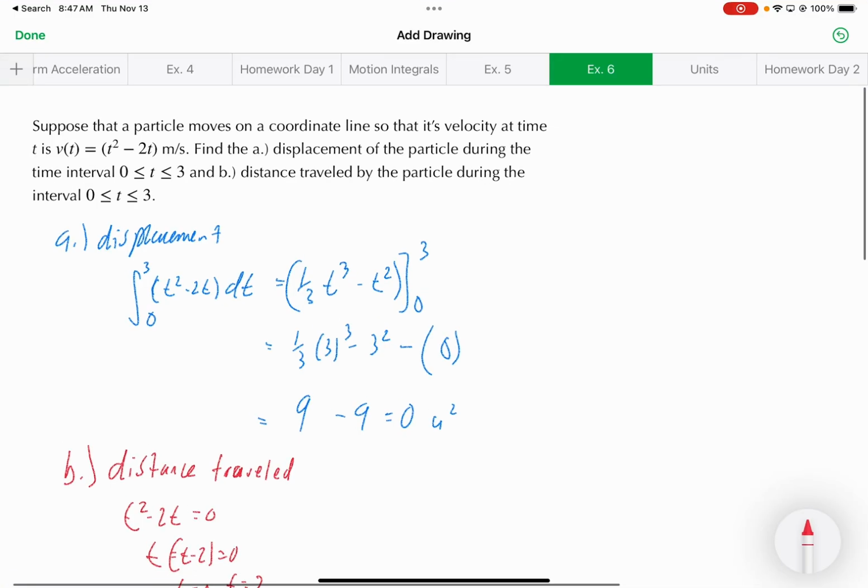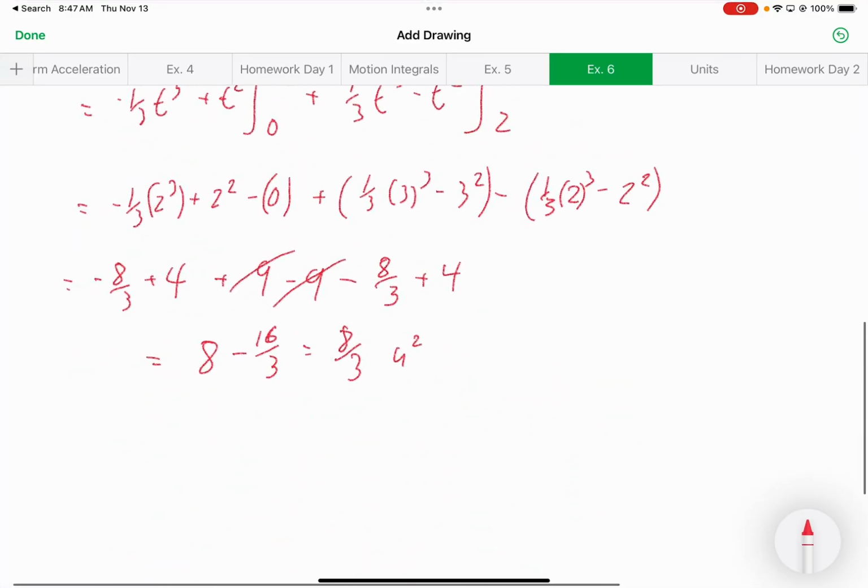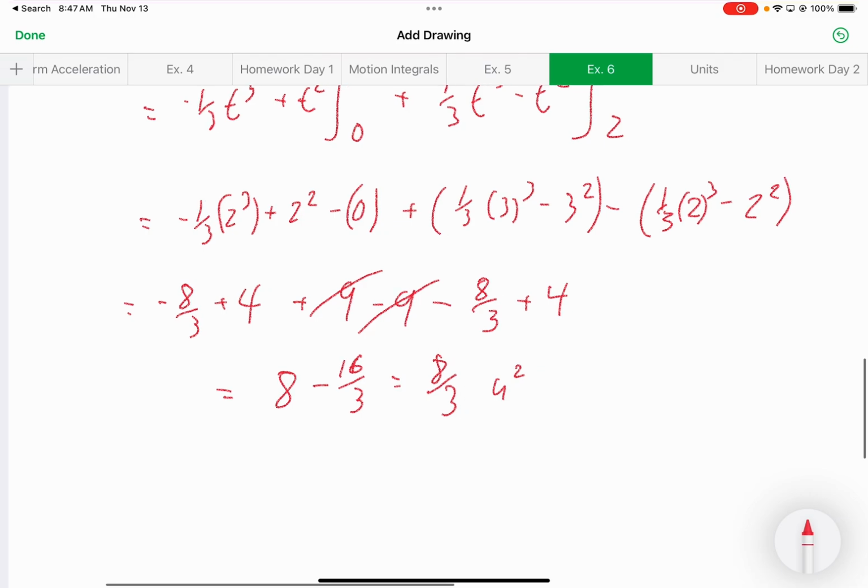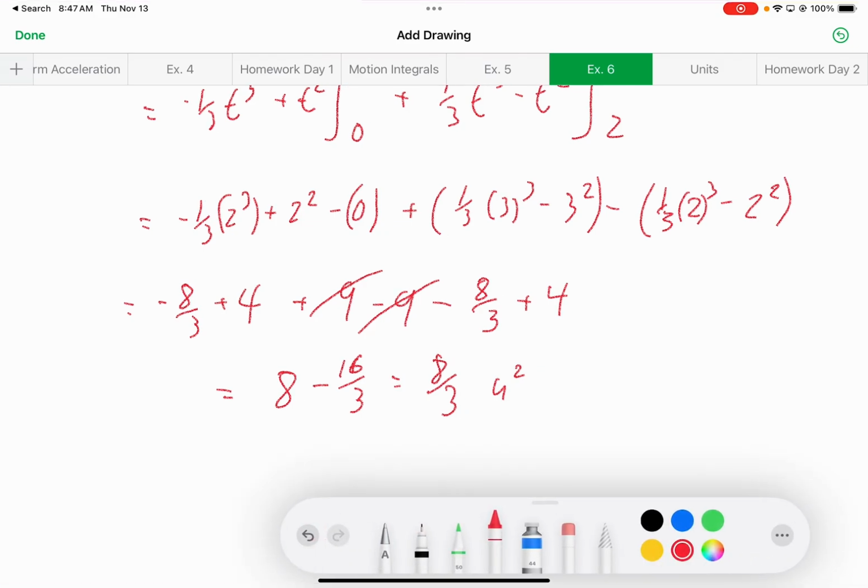Oh, wait, they give me a unit of measure, so I'm not going to say unit squared. What would be my unit here? Just meters. Good.